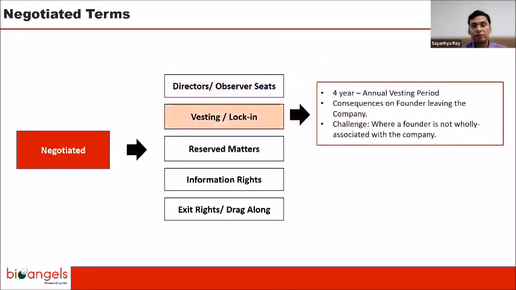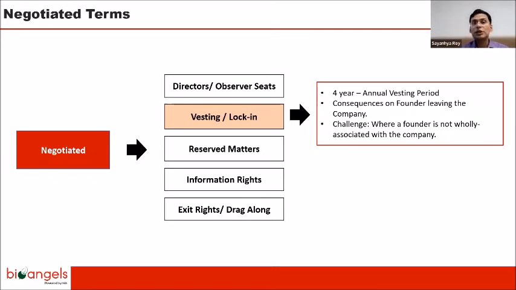Now, moving ahead, we go into the vesting and the lock-in period. This, I must say, is probably the most strongly negotiated point in all of the term sheet. And of course, there's a reason for it, because it directly affects the founder's shareholding in the company. We are extremely sensitive to the fact that the founders have put in a tremendous amount of work, commitment, and dedication into the company, and we have to be very careful when we are drafting the vesting and the lock-in provisions.